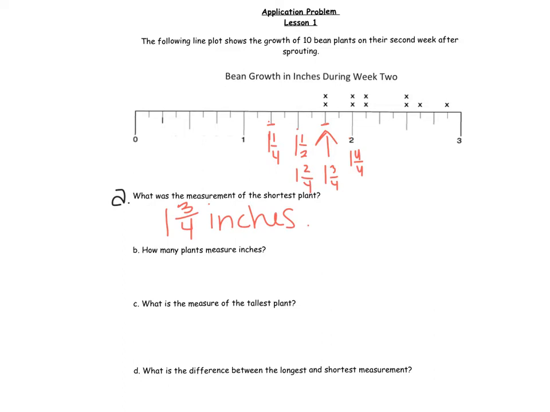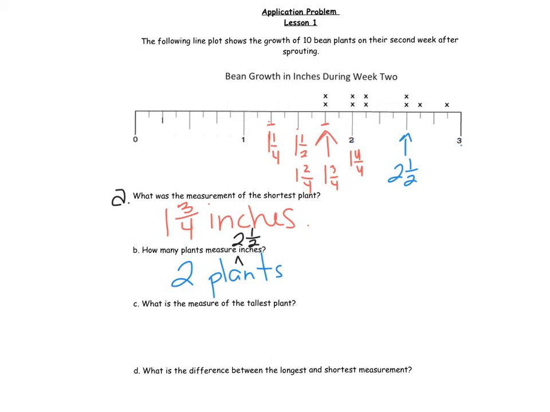Part B, how many plants measure 2.5 inches? So what we have to do is we have to look at our line plot. We need to find 2.5. Well, 2.5 is going to be between 2 and 3, which would be right there. Let's label it. So how many plants are there? How many X's are above 2.5? The answer is 2 plants. Yes, you must have plants because that's my unit.